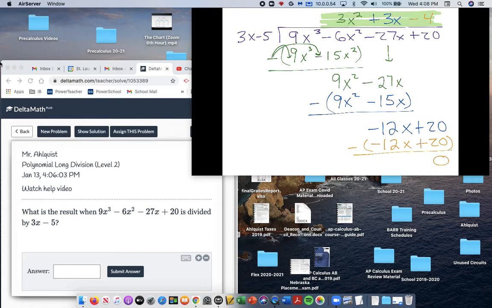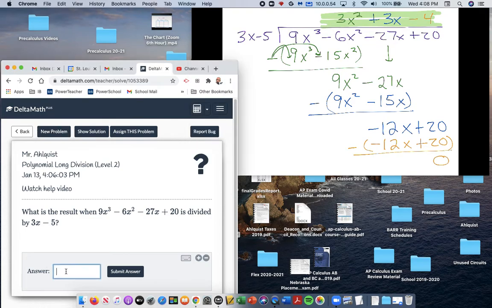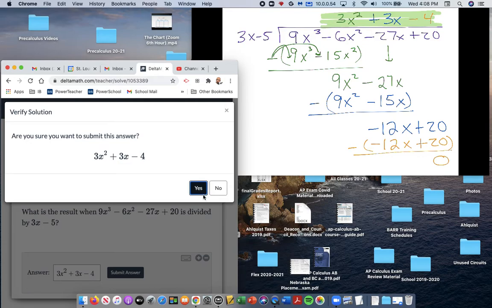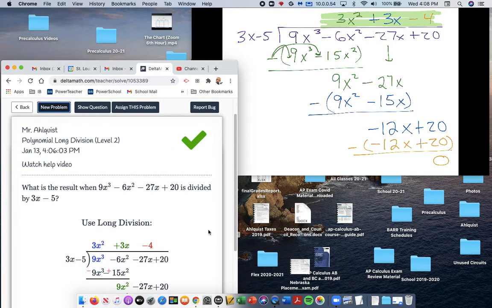I'm going to go down here and I'm going to type in 3x squared plus 3x minus 4, and that should be my answer, unless I made a mistake. I don't think I did. There you go. That's the answer.